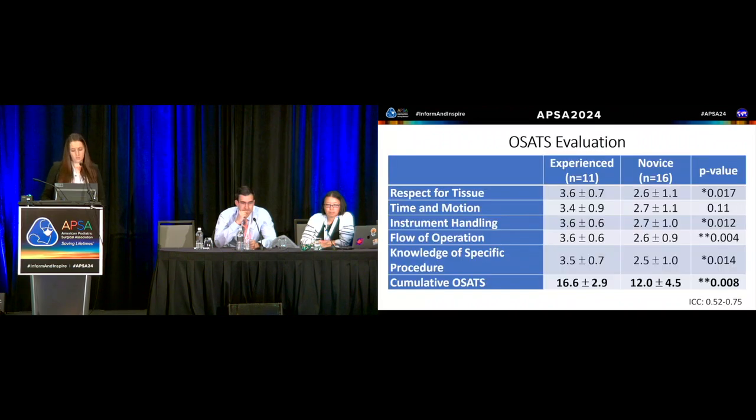The OSATS checklist permits an objective assessment of overall surgical skill. Significant differences between the groups were observed for multiple items in the OSATS checklist, including respect for tissue, instrument handling, flow of operation, and knowledge of the specific procedure, with inter-rater reliability scores indicating moderate reliability. Therefore, the model combined with the OSATS tool was able to distinguish between experienced and novice participants in terms of their surgical technical skills overall.